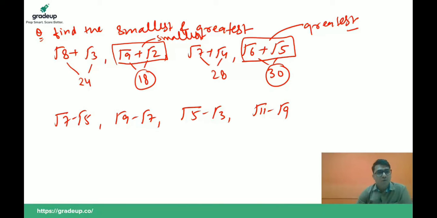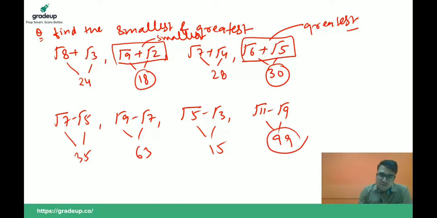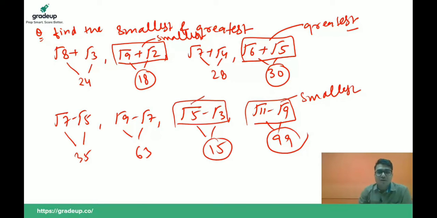I hope you got the point. It is very easy. Or you can also arrange in ascending or descending order. Now, in case of minus sign, you have to do the same. 7 5s are 35, 9 7s are 63, 5 3s are 15, 11 9s are 99. Whichever is higher gives you the smallest value, and whichever is lower gives you the greatest value. This is again a very important and easy concept. Now let's move on to the next question.